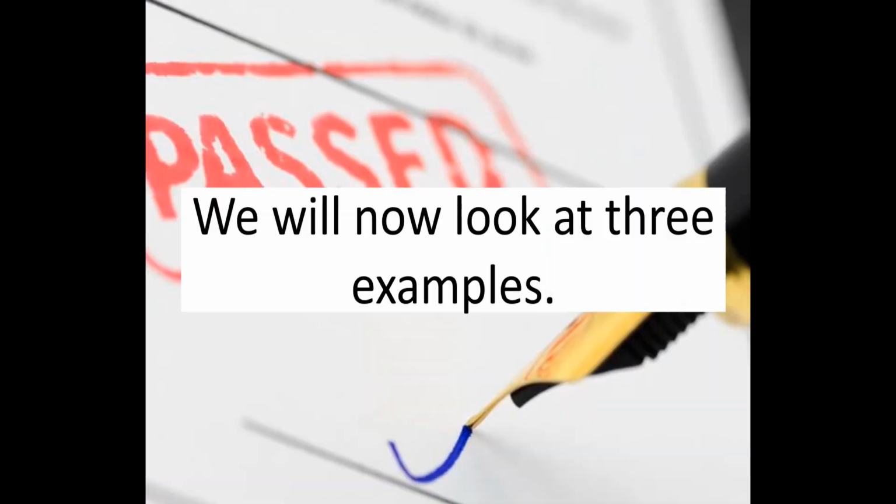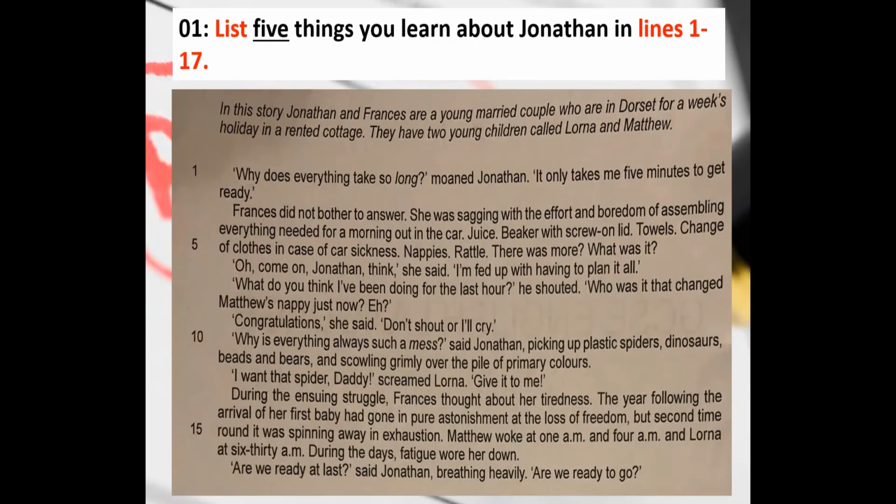Let's move along. We're now going to look at 3 examples, and the first one you're going to have 10 minutes to answer yourselves. So you're going to have 10 minutes to answer this first one, and I'll read the text out to you to help. List 5 things you learn about Jonathan in lines 1 to 17. And what you can see there is an excerpt from a previous exam paper.